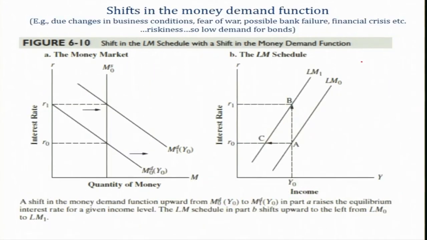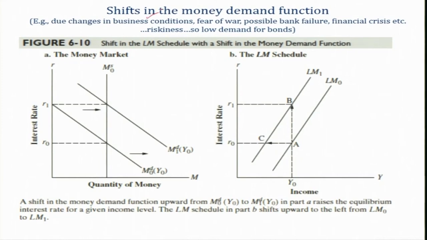Shifts in the money demand function. What we have considered so far is the shift in the money demand schedule drawn against the interest rate as the level of income changes, but this is not what we mean here by a shift in the money demand function. A shift in the money demand function means a change in the amount of money demanded for a given level of interest rate and income. What Keynes called a shift in the liquidity preference. For example, the changes or shift in the money demand function happen due to changes in business conditions or fear of war.